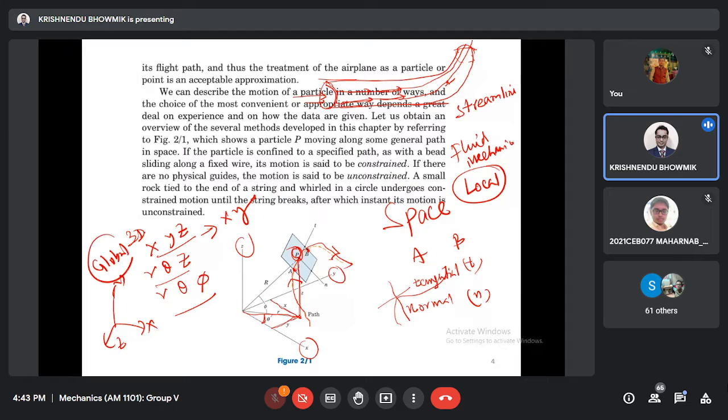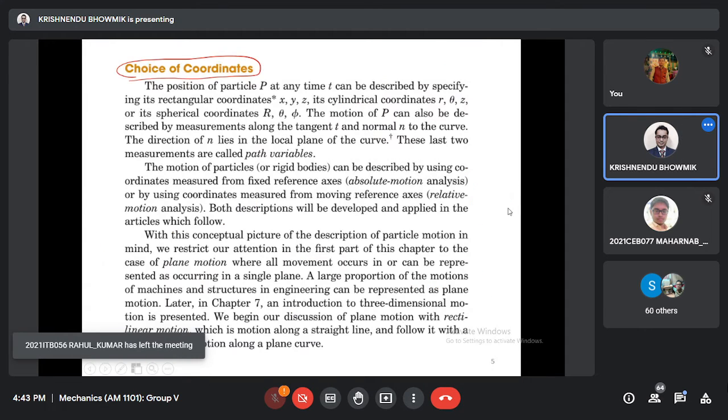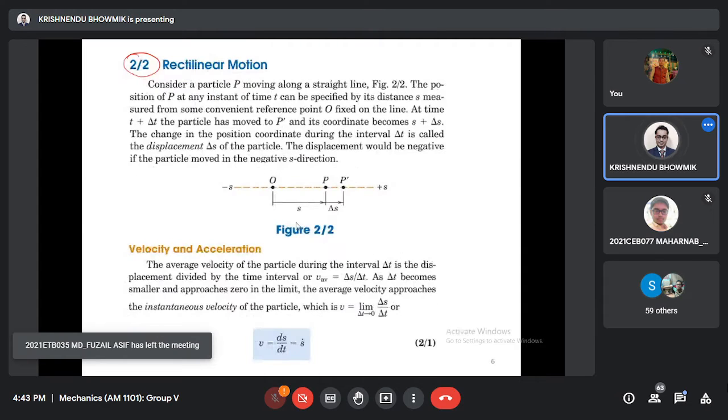This is the global coordinate. Maybe the local coordinate is a function of the global coordinate, but the local coordinate concept is required to solve those types of problems. In that case, many times we need normal and tangential coordinates. This is normal, and this is tangential. So this is the choice of the coordinate system. We can simplify the problems in plane motions, 2D. In books, you can read section 2.1 and get more information.